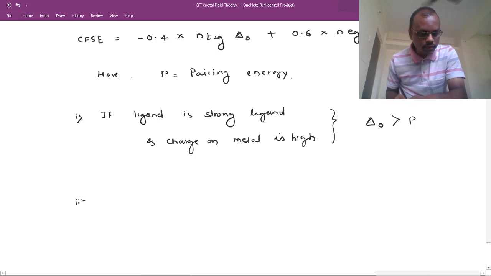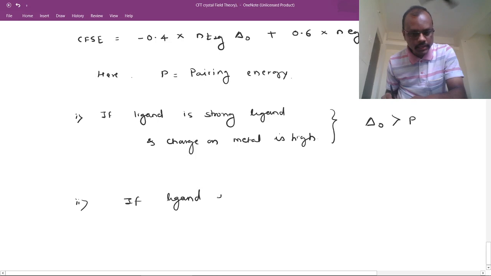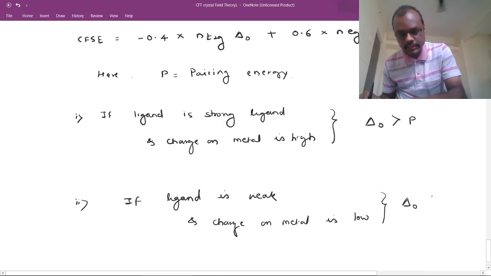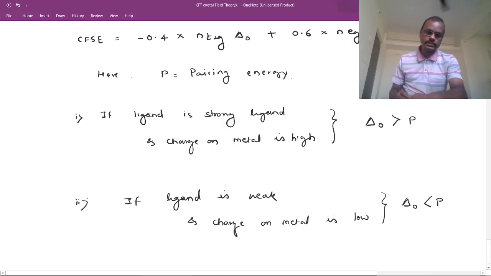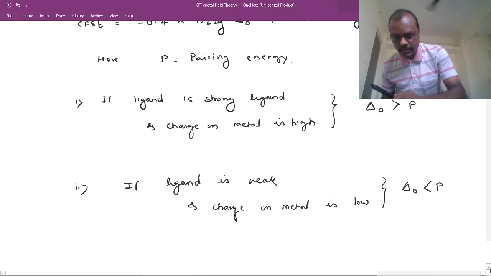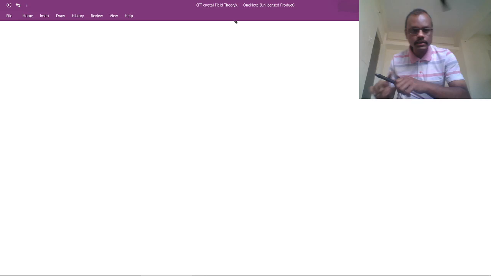And the second case: if the ligand is weak and the charge on the metal is low, then my delta 0 is less. Okay, so we'll take one example here so we can easily understand the thing.